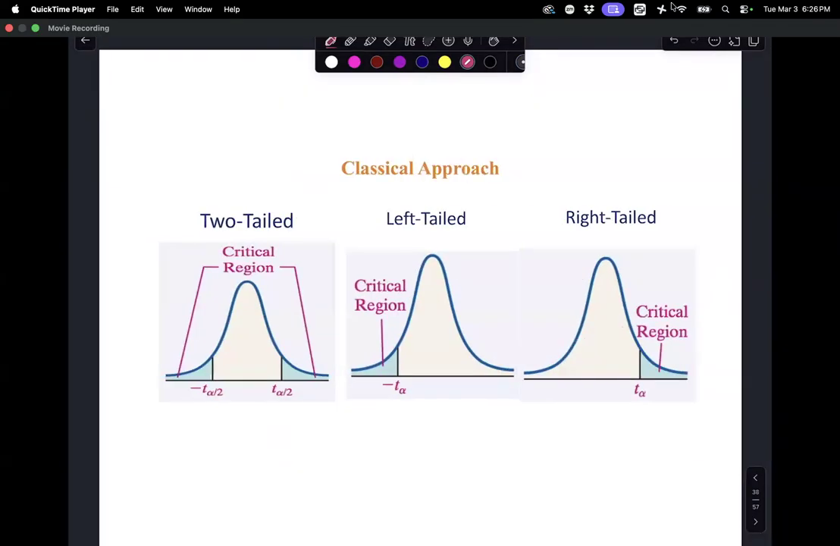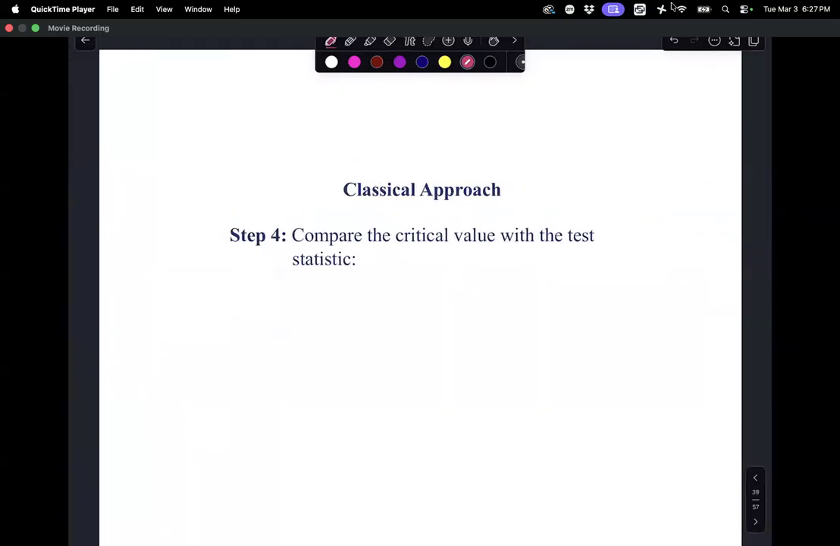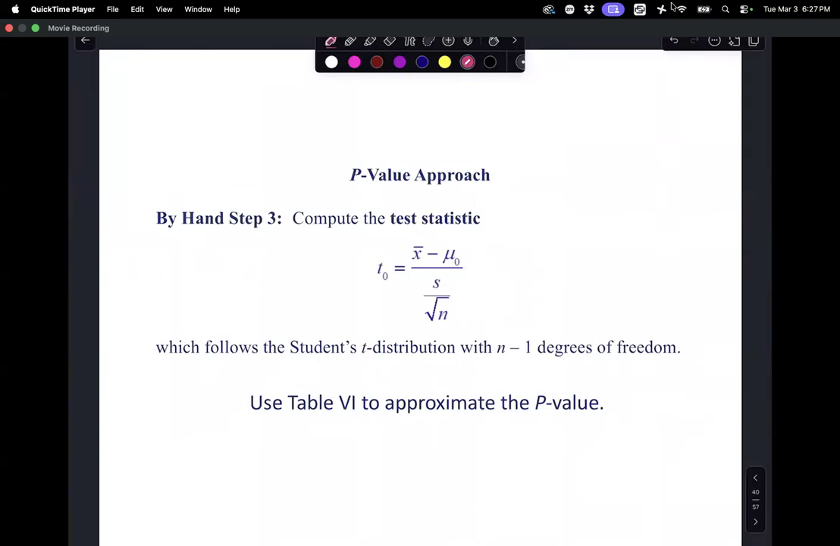This is exactly the same thing. We're going to have our critical values. If your test statistic lands in that critical region, then you will reject the null hypothesis. If it lands within your confidence interval, then you fail to reject the null hypothesis. Okay. Then you have p-values.